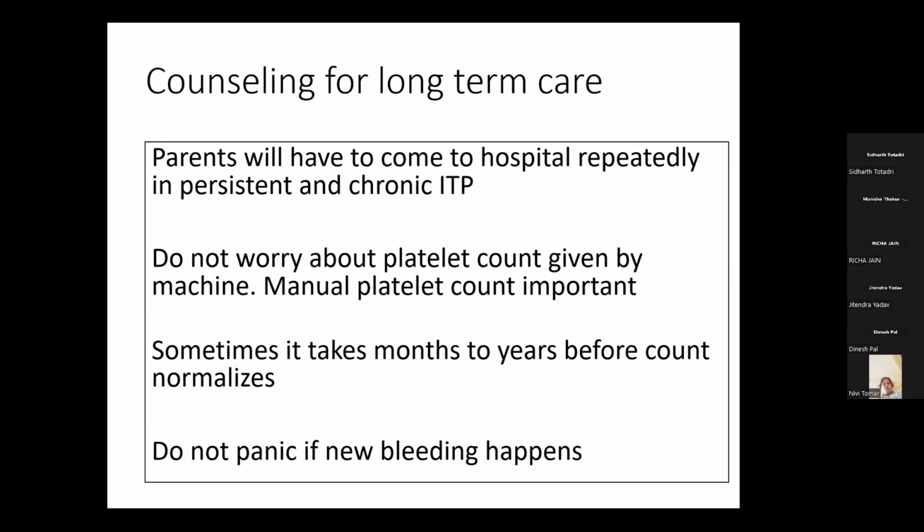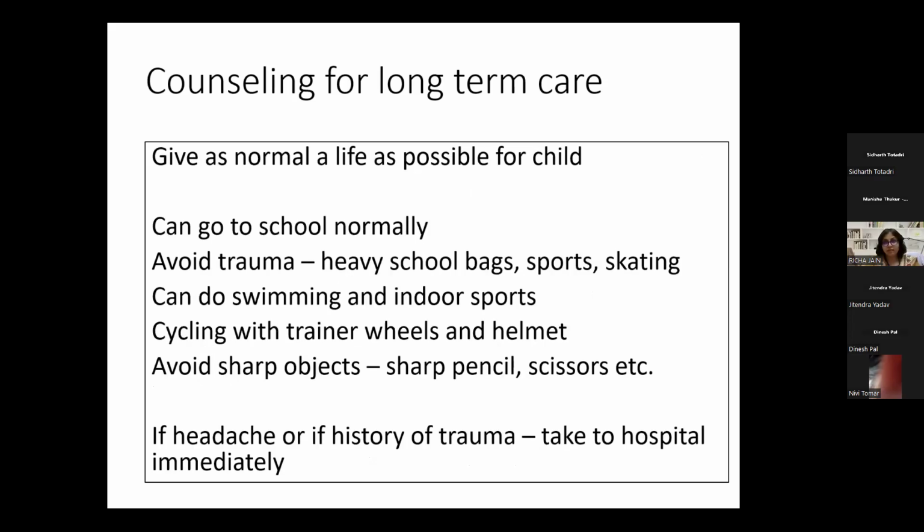Counseling for long-term care. The patient will have to come to the hospital repeatedly in persistent and chronic ITP. Regular visits are very important. We should counsel that they should come on time for regular visits. Don't worry about the platelet count given by a machine. Manual platelet count is important. Sometimes it takes months to a year before the count normalizes. Do not panic if new bleeding happens.